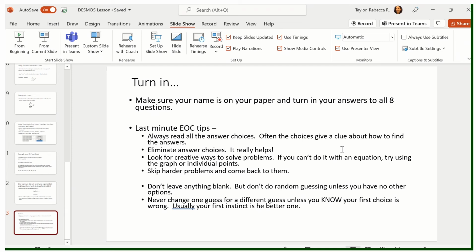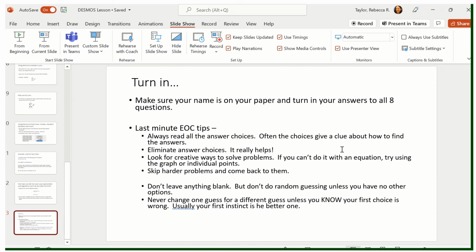Don't leave anything blank. On most multiple choice tests, blank is equivalent to wrong, but don't do random guessing unless you have no other options, unless there is no way you can graph it or plot some points or look at a table. Like there's just nothing that you have to go on. I mean, even stuff with the sequences and series, like pick the number 1 and plug the number 1 in and see what happens when you plug the number 1 in. There's like stuff that you can do there.